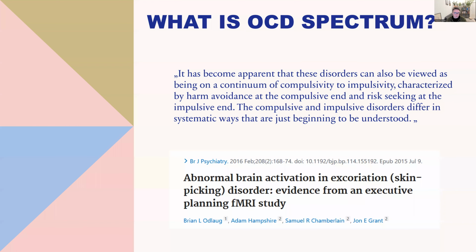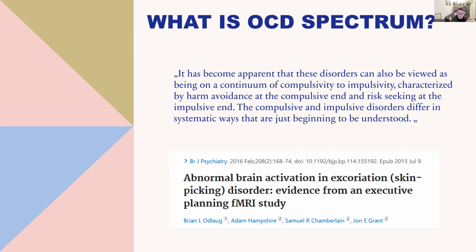I'm quoting here from this paper down here. You can find the paper for free online if you wish to read it. So the paper says the following: it has become apparent that these disorders, meaning those from the OCD spectrum, all the ones that I just mentioned, can also be viewed as being on a continuum of compulsivity to impulsivity, characterized by harm avoidance at the compulsive end and risk-seeking at the impulsive end.